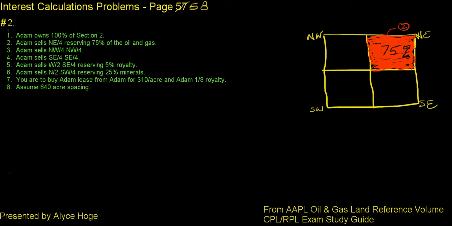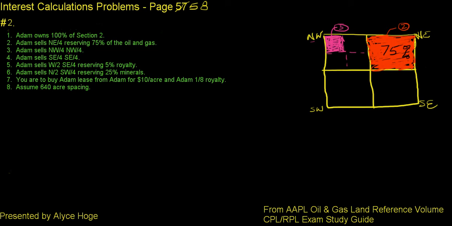Then number 3 says that Adam sells the northwest of the northwest. So what I'm going to do is break my northwest quarter into quarters, and that will help orient me to, remember you read these backwards, so the northwest quarter is going to be here, and the northwest of the northwest is going to be up here. And he doesn't reserve anything in this, so I don't have to write anything on top of it about what his mineral interest reserved is. But I am going to put the number 3 here just because that helps me keep track of where I am. And then we're going to go to number 4.